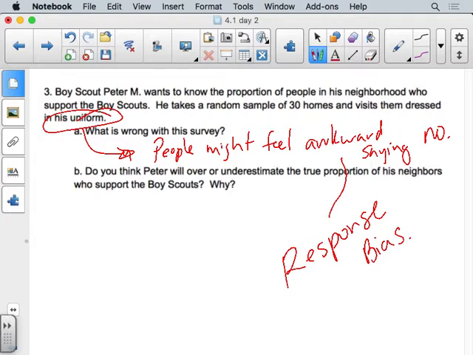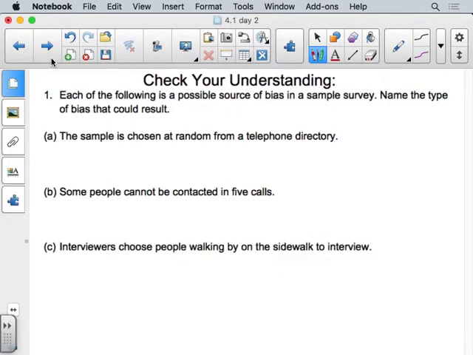So, under coverage, you're just totally not even letting people be in your survey on accident or on purpose. Non-response bias is just like some people just chose not to give you their response. Response bias is like people felt weird about giving you an answer, so they might have lied or given you something else that they thought you wanted. Then let's do some more examples on the check your understanding on the backside.